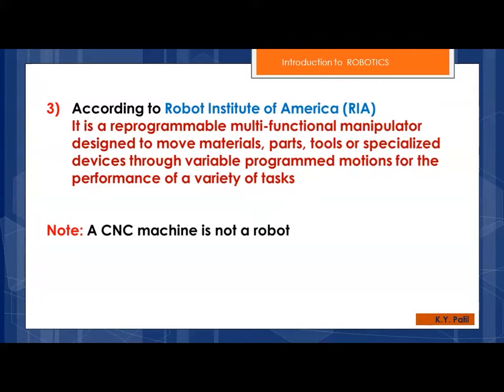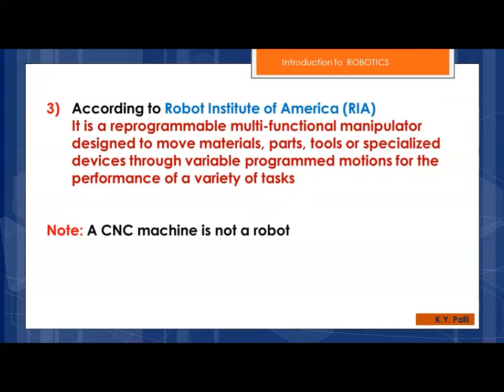Now, in terms of reprogrammability, if we compare a robot with a CNC machine, like a computerized numerical controlled machine, we can perform a variety of tasks by changing the program. Similarly, the same robot I can use to serve a variety of purposes simply by changing the program. But there is a basic difference between the level of programmability which can be achieved by a robot and that which can be achieved by a CNC machine.